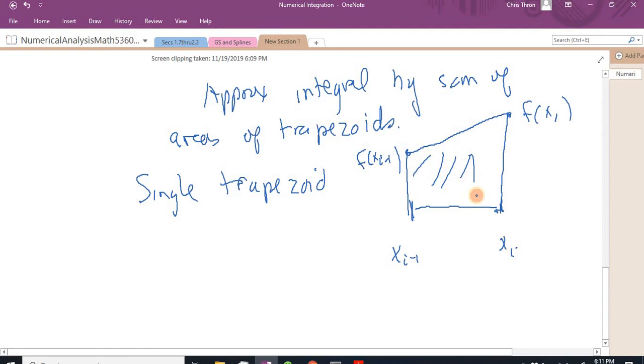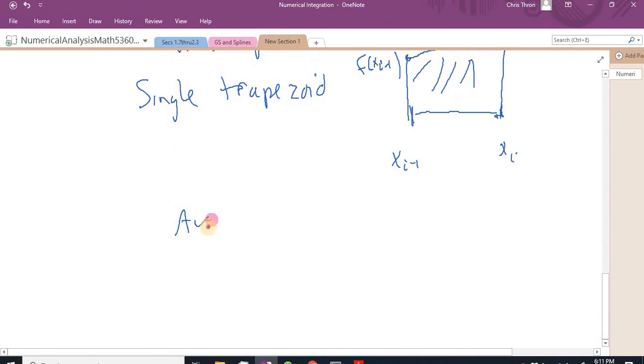So if I want the area of this trapezoid, basically you can think of turning this into a rectangle by taking this top triangle, flipping it over, and putting it onto the other side, making a single bar. So you want to take basically the average of the heights times the base. So you take the average height times the base.